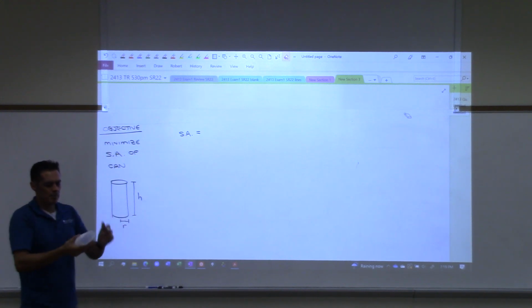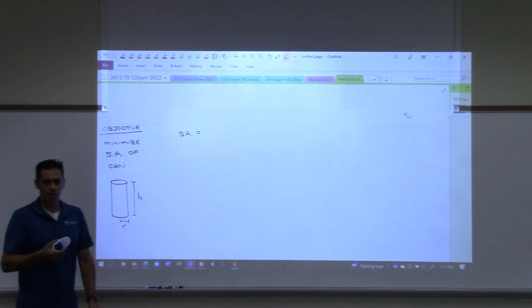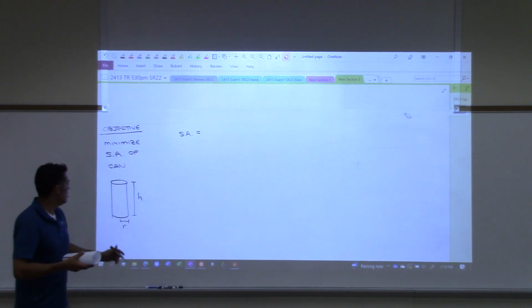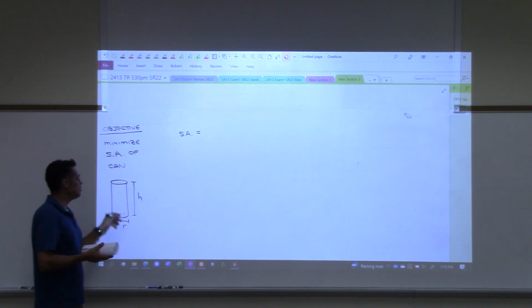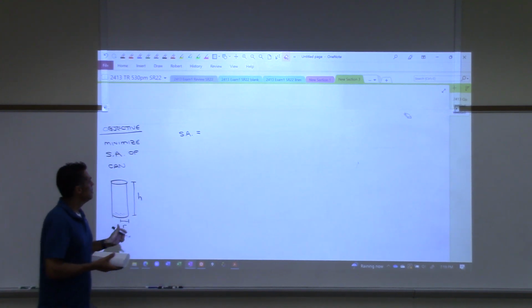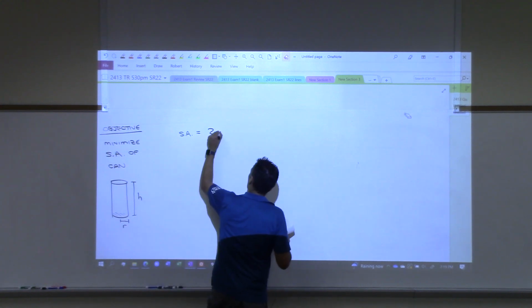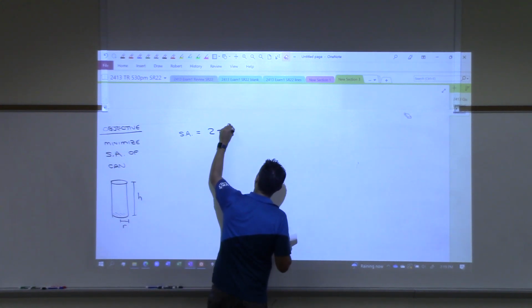How about the top? What is the top? A circle? What's the area of a circle? Pi r squared, right? Pi r squared for the area. So shouldn't the top area of the can and the bottom area of the can each be pi r squared? So that we should have 2 of the pi r squareds, yeah?